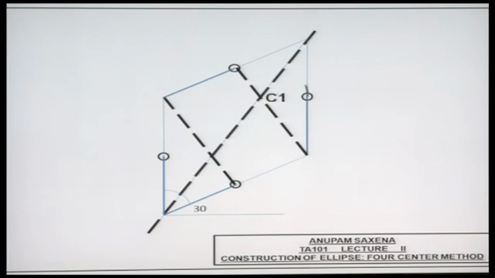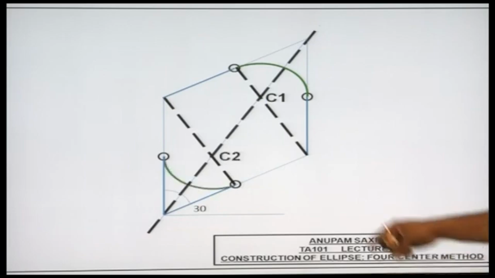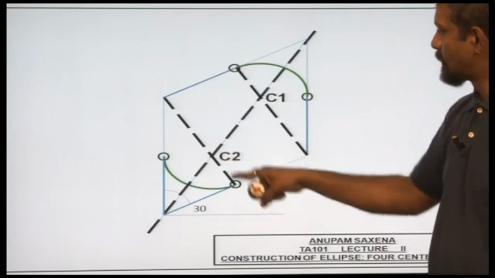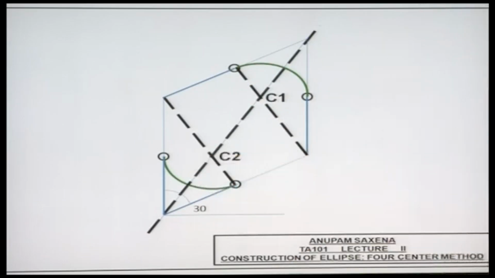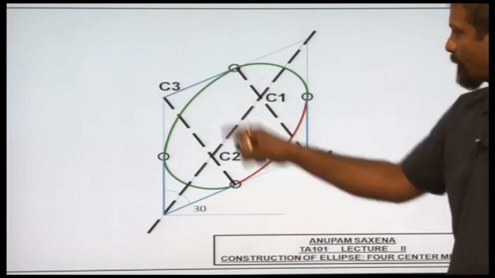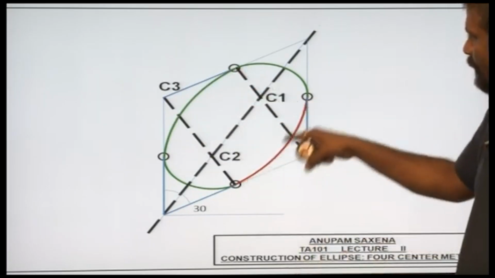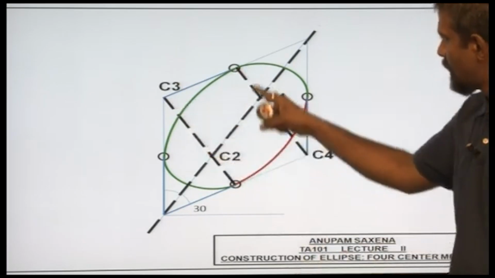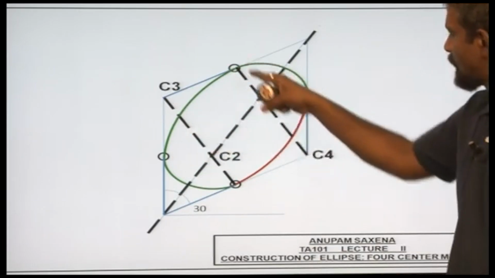So this is center C1, center C2. With this as radius, draw an arc. With this as radius, draw another arc over here. Center C3, draw this arc. Center C4, draw this arc over here. Of course, this arc would be of radius this length, and this arc would be of radius this length.